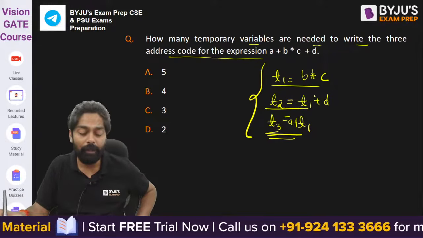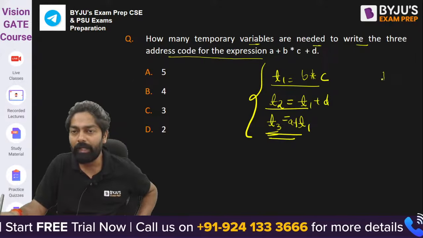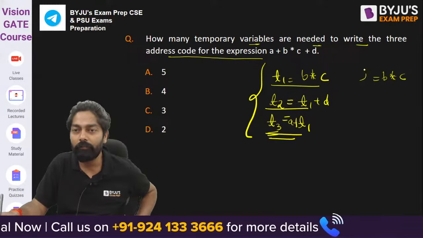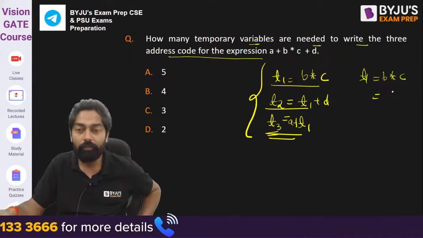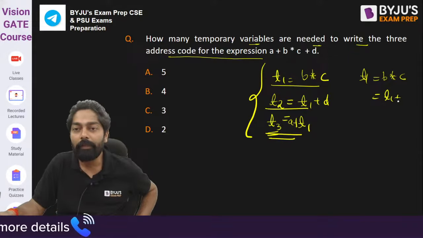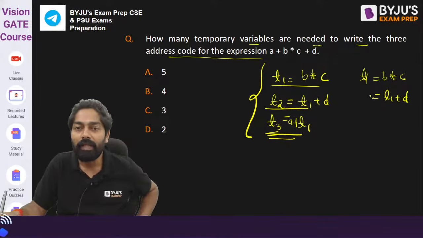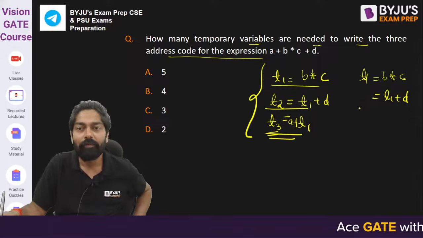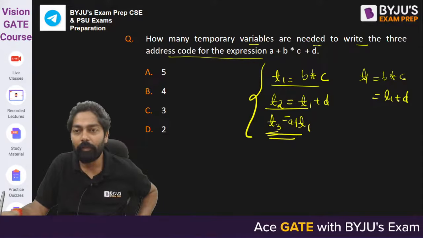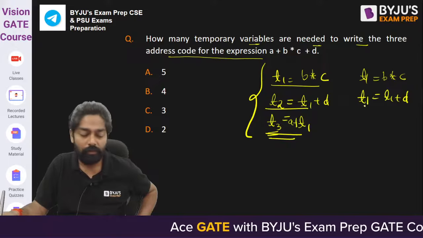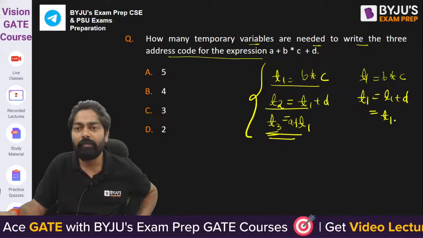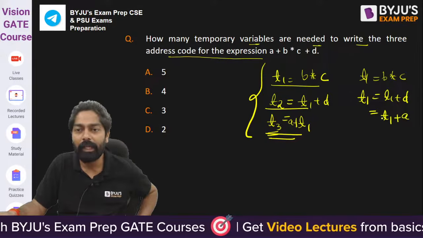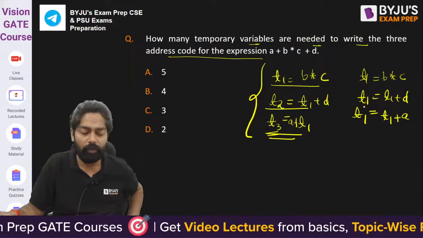But can you minimize this? Okay, let me write here. B into C I am writing here, it will go into T1. Now I am writing here, see clearly. T1 plus D, my dear friend. Can you write in T1? Is there any problem? T1 plus D, can you write in T1? Fine, no problem. Now the result of T1 I will add to A. T1 plus A and I will put into T1. So with the help of 1 also you are able to do it.